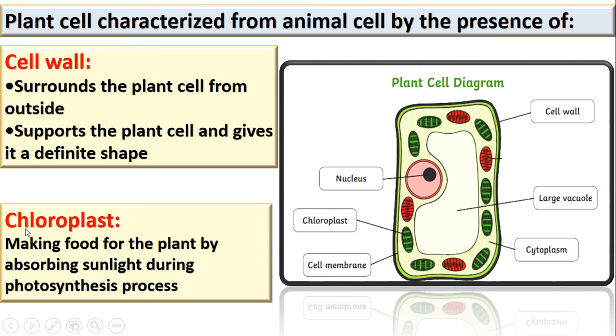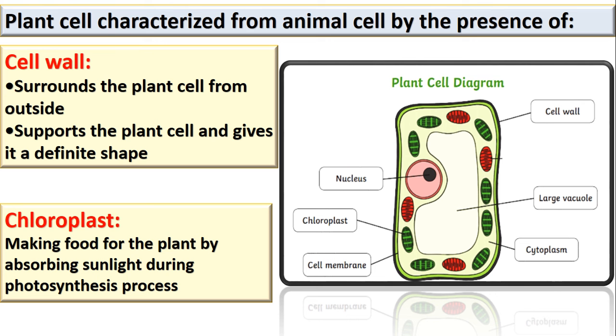What about the chloroplast? Can you see these green parts? All these green parts are chloroplasts. What is the function of the chloroplast? The chloroplast is cooking, or making, the food for the plant. Do you remember how the plant can make food? By photosynthesis. Super! In the photosynthesis process, the plant uses water, sunlight, and carbon dioxide.